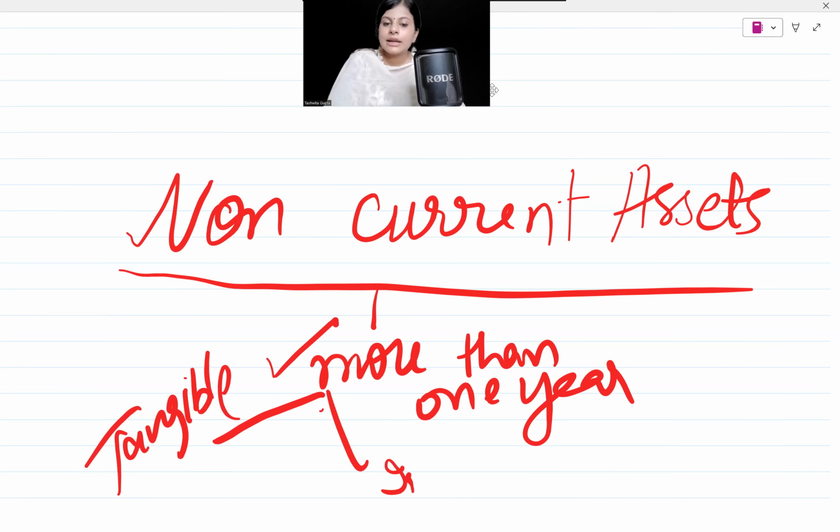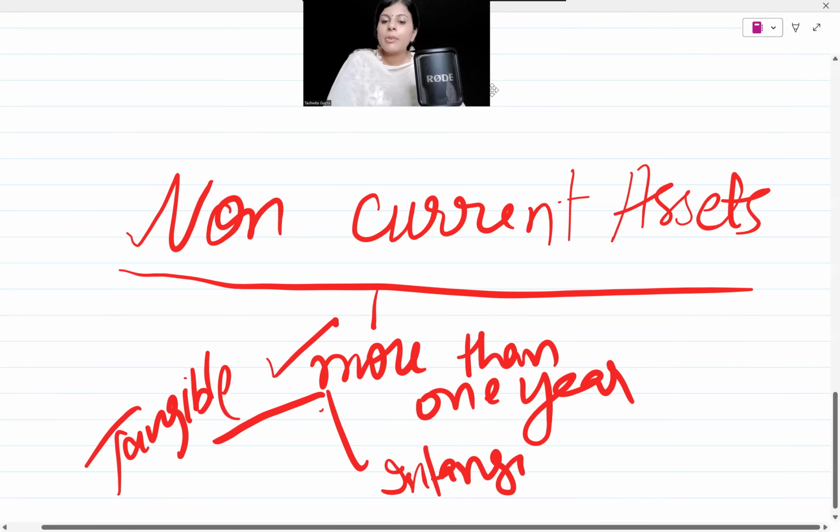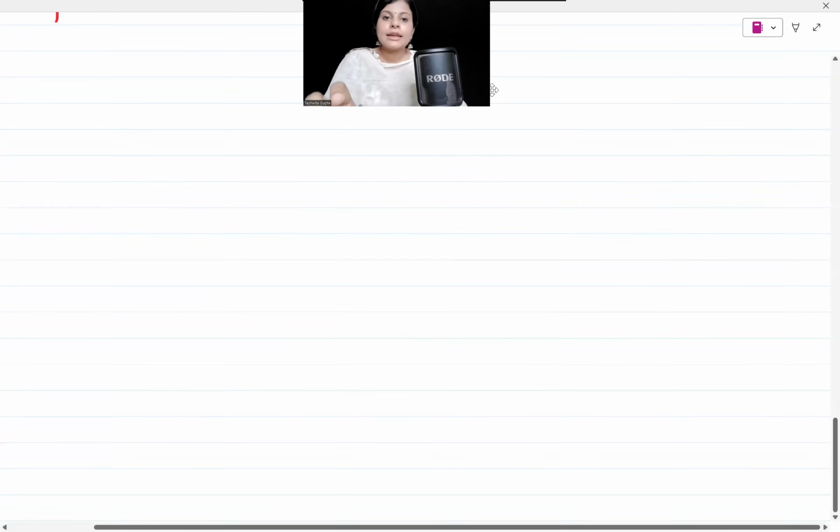We all agree on this? So there are various standards made up on non-current asset. Let's see what those standards are. Standard number 1 is basically on your property, plant and equipment. So let's understand that: property, plant and equipment.